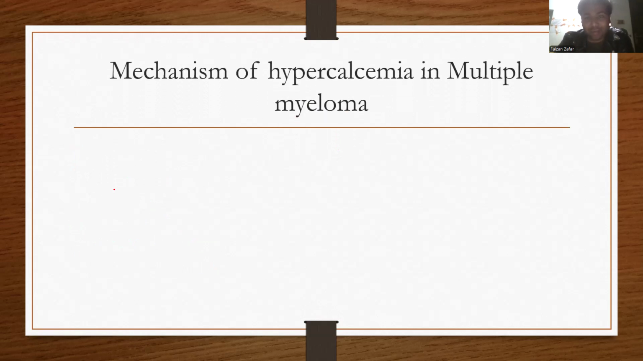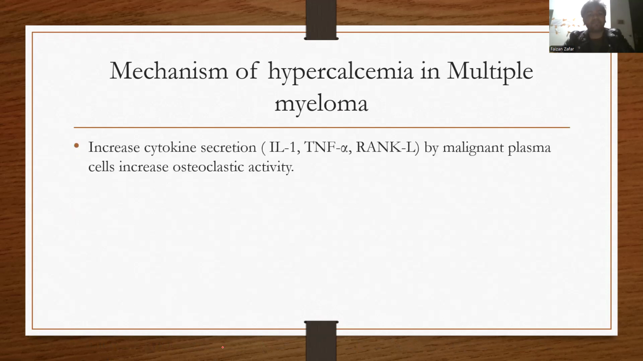Okay, so the mechanism of hypercalcemia in multiple myeloma. The mechanism is simple. Malignant plasma cells secrete cytokines, such as interleukin 1, tumor necrosis factor alpha, and RANK-L, and they increase the osteoclastic activity. That is why there are osteolytic lesions in multiple myeloma, and the patient typically presents with bone pain because of this.